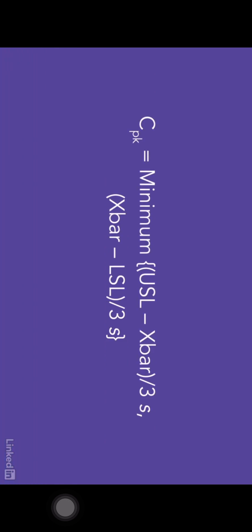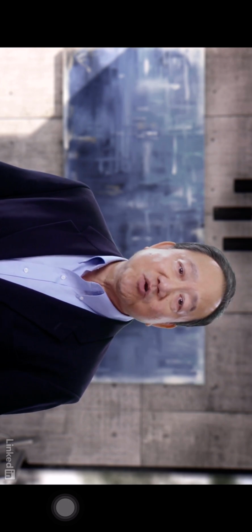CPK is the minimum of CP upper and CP lower, whichever is smaller. Mathematically, it is shown here, where X bar is the process mean, USL and LSL are the upper and lower specification limits, and 3S is 3 standard deviations, which is half the process spread. When CPK is equal to or greater than 1, the process is capable. CPK shows the actual location of the process spread in relation to the upper and lower specs.